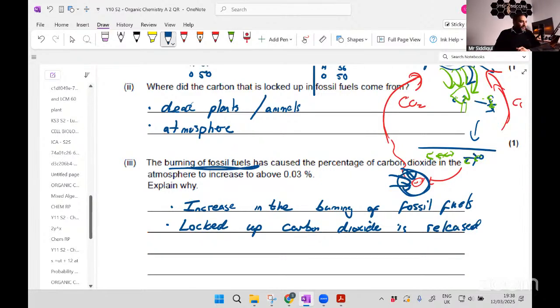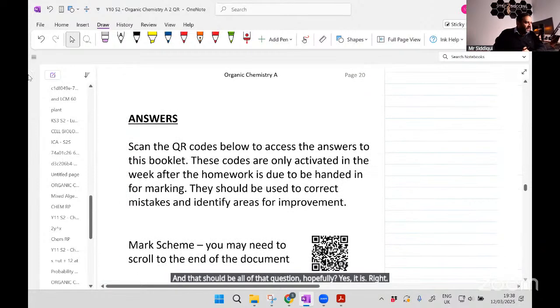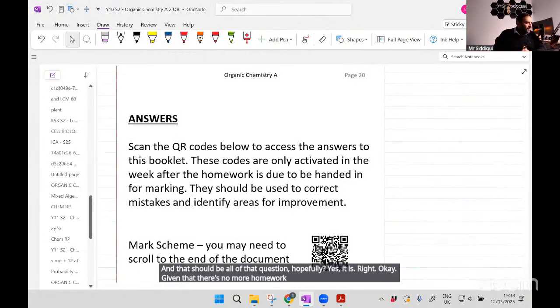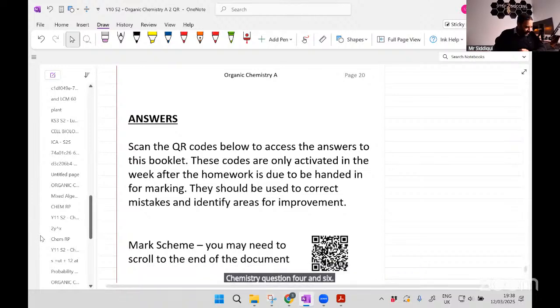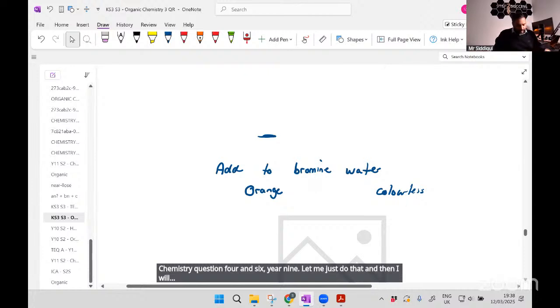And that should be all of that question, hopefully. Yes, it is. Right. Okay. Given that there's no more homework. Oh, no, there was maybe one more. Chemistry question 4 and 6, year 9. Right. Let me just do that and then I will move on to some of the other questions.